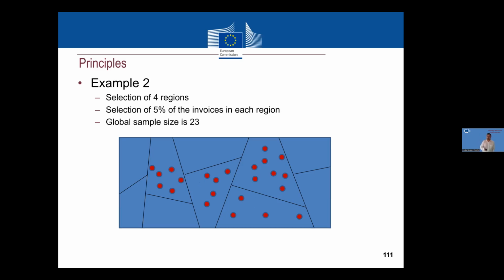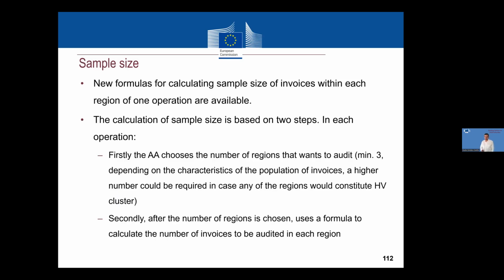In this case, I have selected again 4 regions, but instead of selecting 8 invoices in each region, I select 5% of the invoices in each region, which means that in some regions I may observe more invoices than the other, and I will get a certain sample size. Of course, if the sample size is smaller than 30, you have to proportionally increase it in order to guarantee that globally you have at least a sample size of 30 under the rules of statistical sampling.